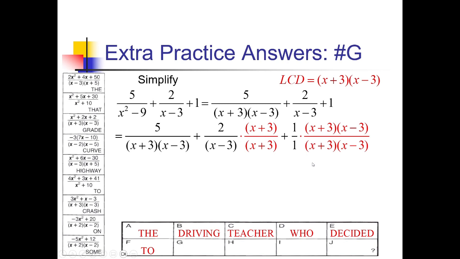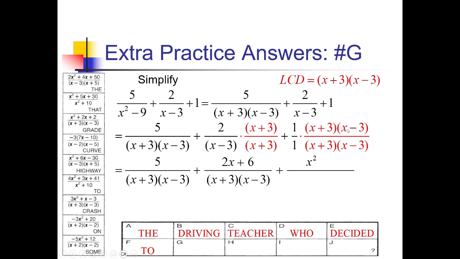Okay, let's keep going now and simplify this. First fraction, no need to simplify anything there. Next fraction, we can distribute the 2, so that's going to be 2x plus 6 over the LCD. And the last fraction, we can FOIL this out here. We could distribute the 1, but what's the point, right? So we have x squared, and then we have, what else? We should have a minus 3x plus 3x minus 9, so just x squared minus 9, because those plus 3 and minus 3x's are going to cancel.